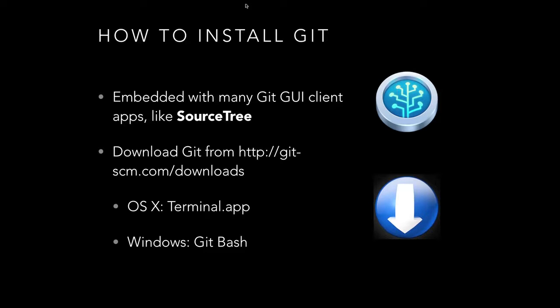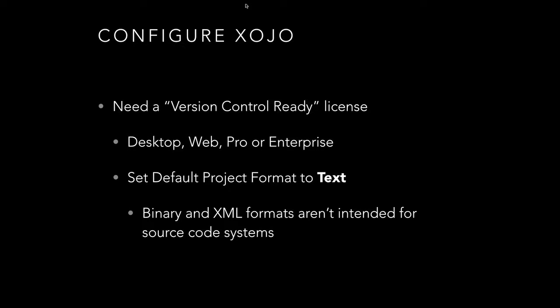All right, so I'll jump into the demo here. After we do a few more slides, we'll jump to a demo and talk about this part. For Xojo to support the source code management tools, which will really work well, you'll need a version that is called version control ready. That type of license is a desktop, multiple desktops, not the single desktop, the web pro or the enterprise version. Then you'll set, and I'll show you, of course, how to do this, the default project format to text.